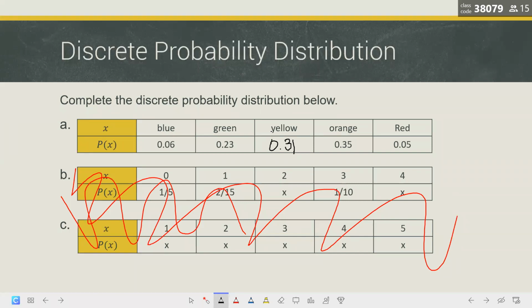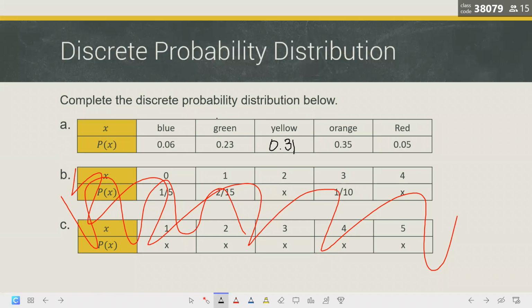Yes. Sige, proceed. So para po mahanap yung yellow, kailangan po muna ipag-plus yung blue, green, orange, and red para mahanap po yung nawawala. Okay. So that's correct. Very good. So very good, Abigail. Okay, tama yung sabi ni Abigail.